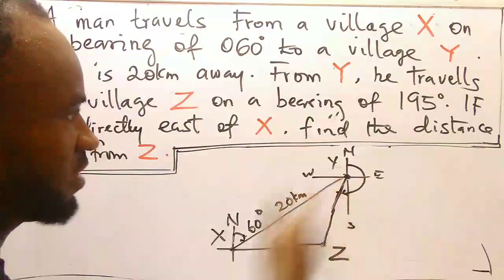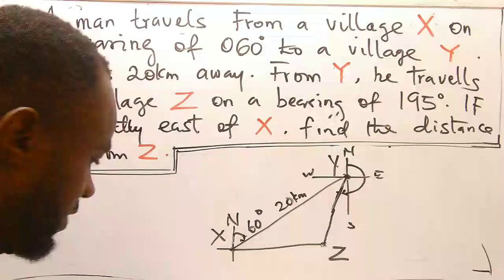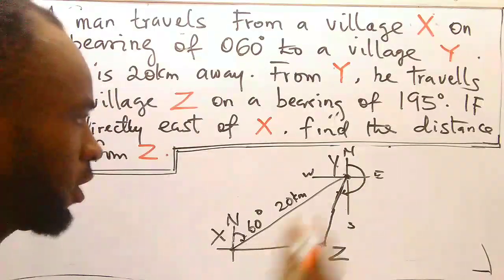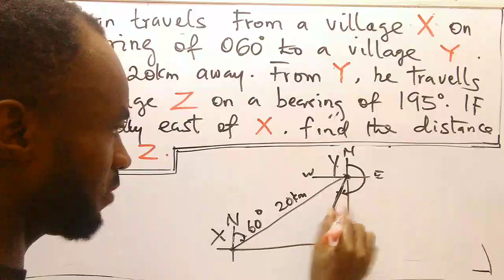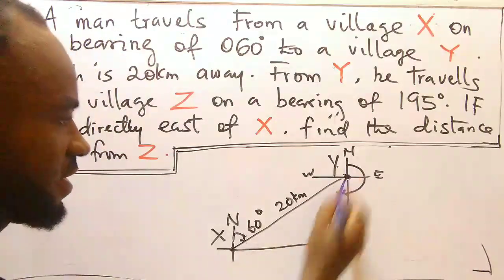Remember, these are points here. This point here is our Y. So we are asked to find this distance here from this point to this point. So this is what I'm looking for. Okay. Now, how do we get this distance here?